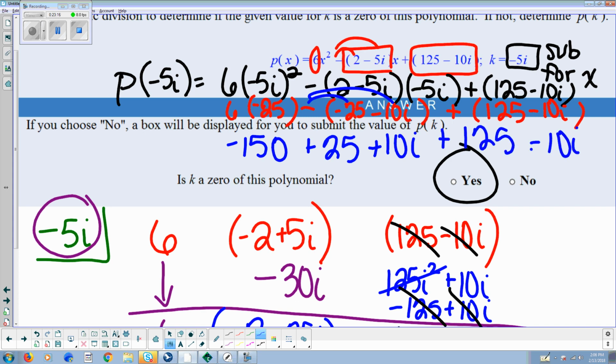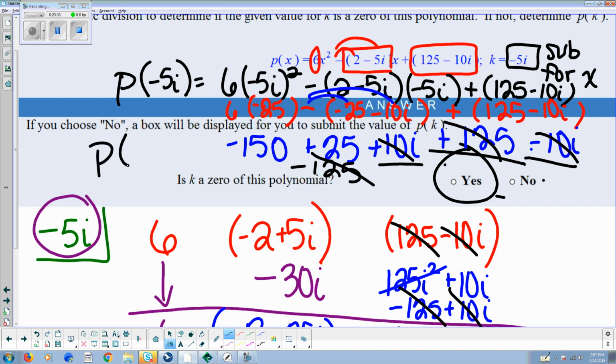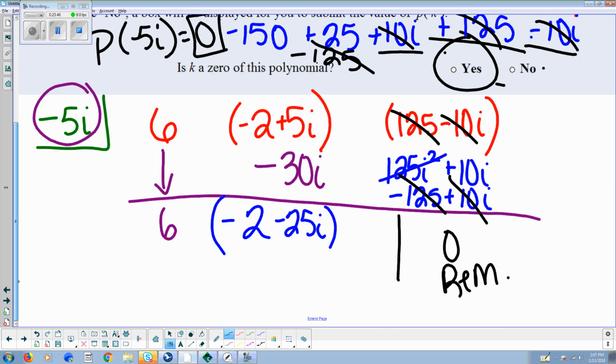Combining like terms, 10i and -10i cancel. -150 plus 25 is -125. And I combine that with positive 125, and that cancels. So I get 0. So P of -5i simplifies to equal 0. Anytime it equals 0, then yes, it's a 0 of the polynomial. If it equals anything other than 0, it's going to equal that remainder.